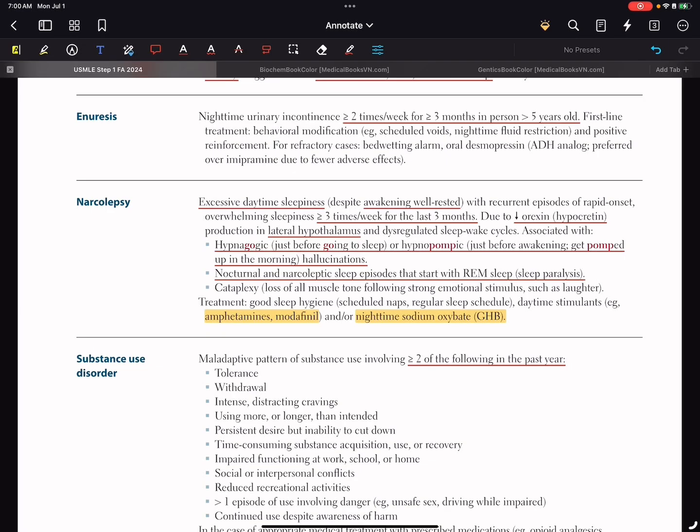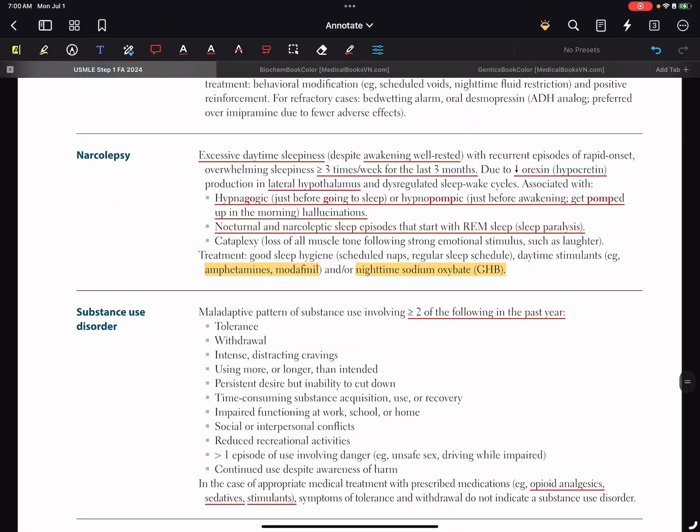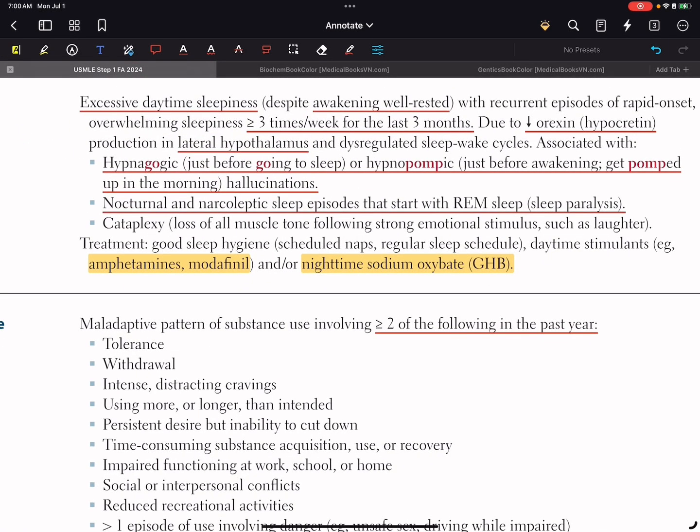Narcolepsy: excessive daytime sleepiness despite awakening rested, with episodes of rapid onset of sleepiness more than 3 times per week for the last 3 months. Due to decreased orexin, hypotension, reduction in the lateral hypothalamus and dysregulated sleep cycle, associated with hypnagogic hallucinations just before going to bed or hypnopompic hallucinations just after waking up in the morning. Okay, there are hallucinations.